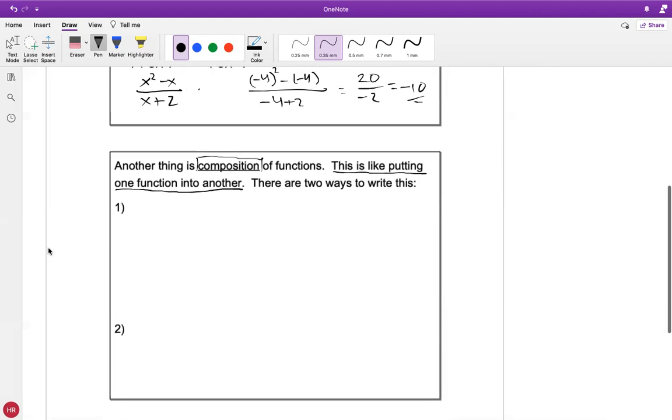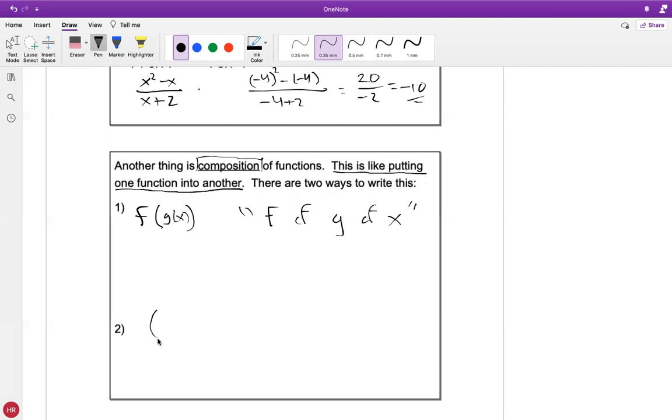I want you to know that there are 2 ways to write this. There's the good way, which looks like this. This says f of g of x. That's how you would read that. This is f of g of x. And it means you put the function g of x inside the x's of f of x.